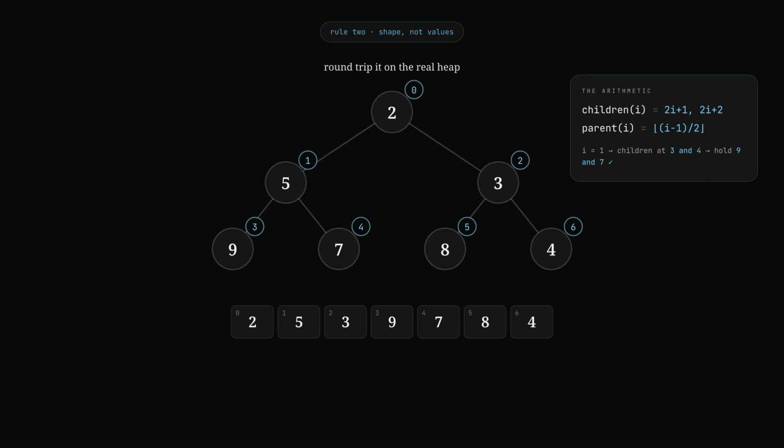Now backwards. Index 6 holds the 4. Its parent, (6 minus 1) over 2, rounds down to 2, which holds the 3. Correct again. It works at every index because the tree is complete. No gaps means the reading order never skips, so the positions line up with the arithmetic perfectly.